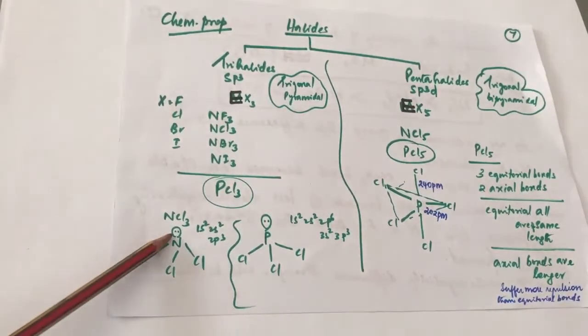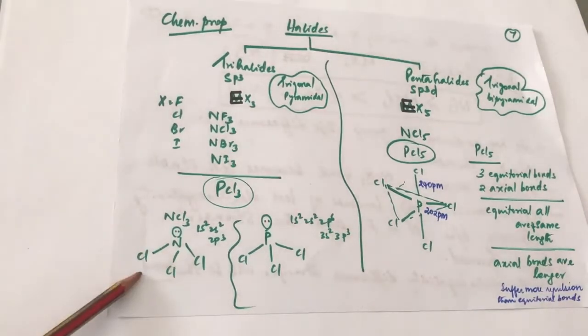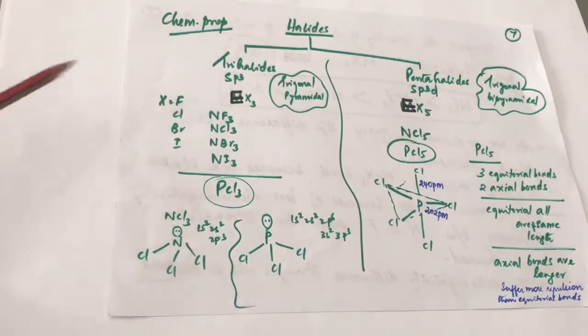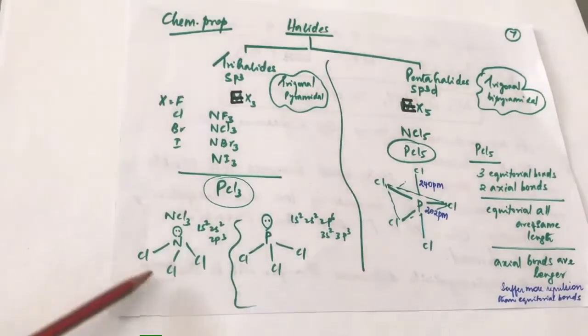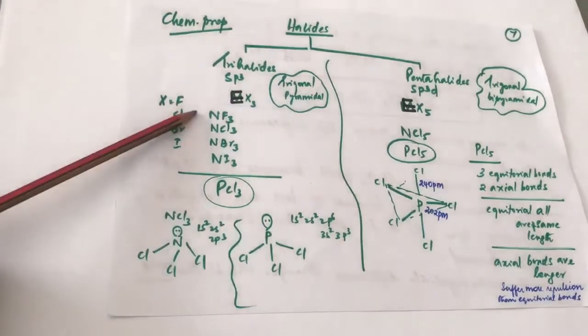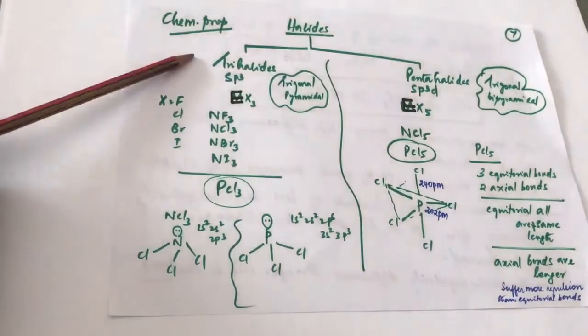In NCl3, you can see here the lone pair is here and the chlorine atoms will be arranged like this. The same thing, 1s2, 2s2, 2p3, and the hybridization is sp3, and the chlorine atoms come on this side. Understood? So that is how NCl3 is formed. NF3, NCl3, NBr3, like that. These are trihalides. I hope you understood.